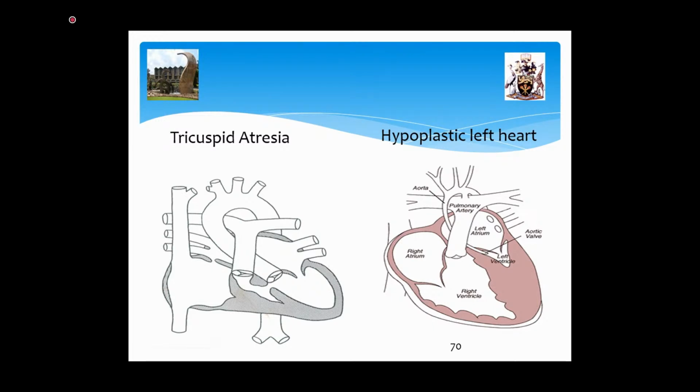Many times these ones will not survive, especially in this country. In other places, they try and fashion the left side so that the ascending aorta is connected to the right ventricle.